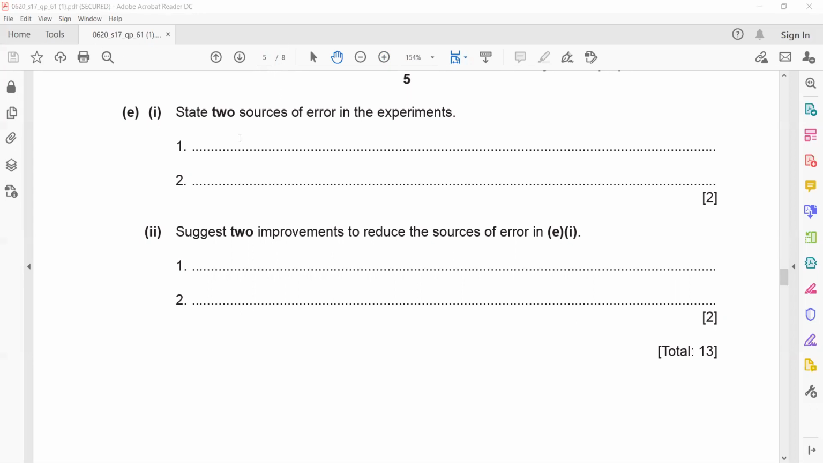You can mention using a measuring cylinder. So we should use a burette for that as well. And no repetition. The accuracy of the experiment is affected by repeating the experiment. It will become more accurate as we repeat the procedure.